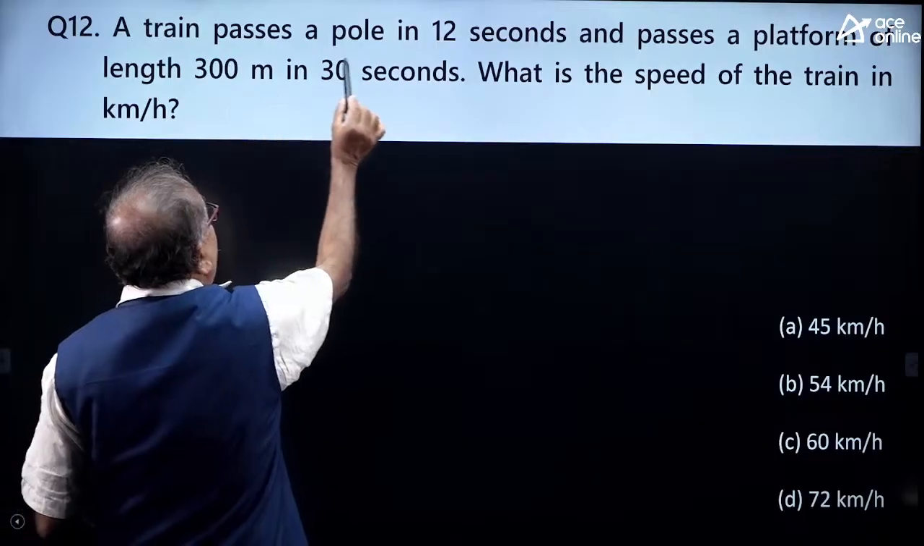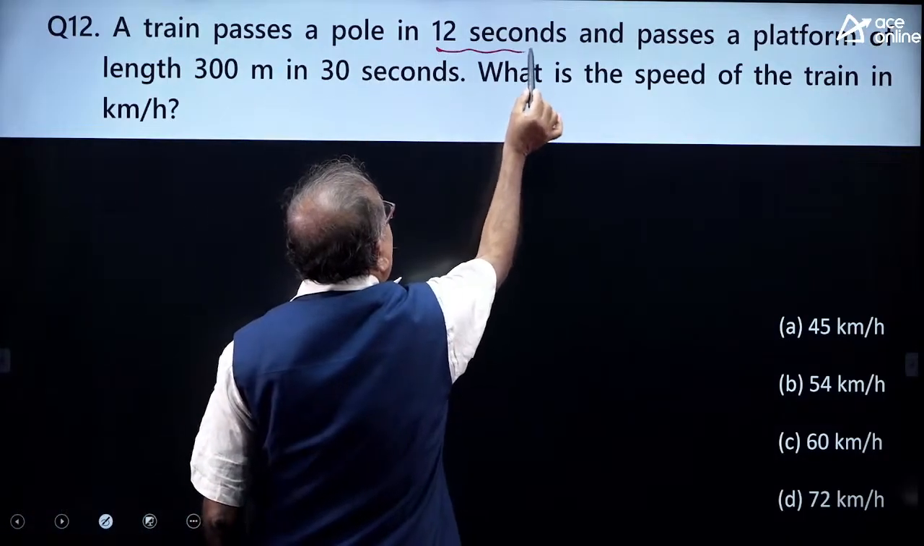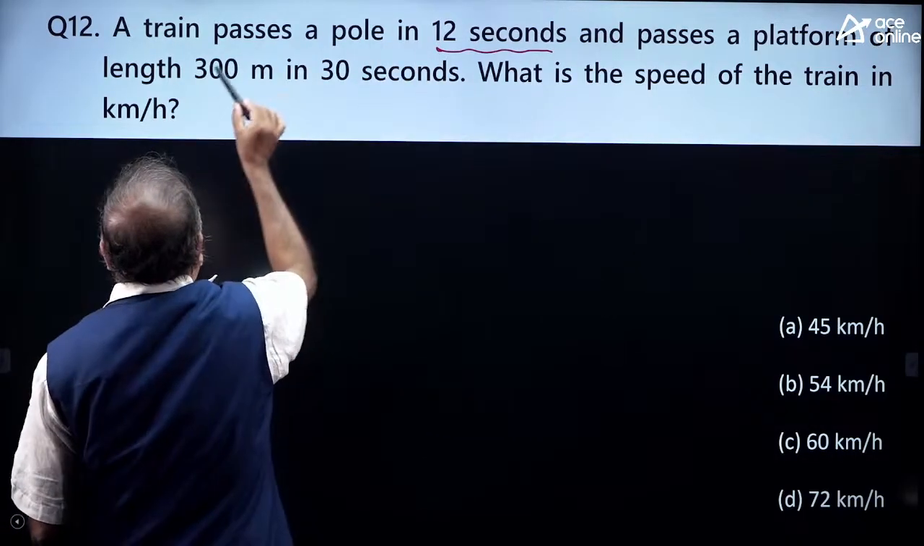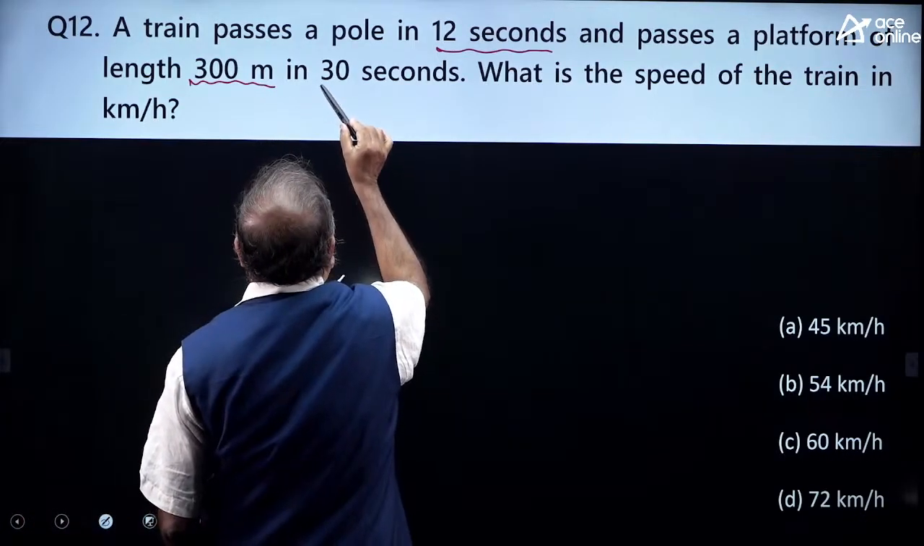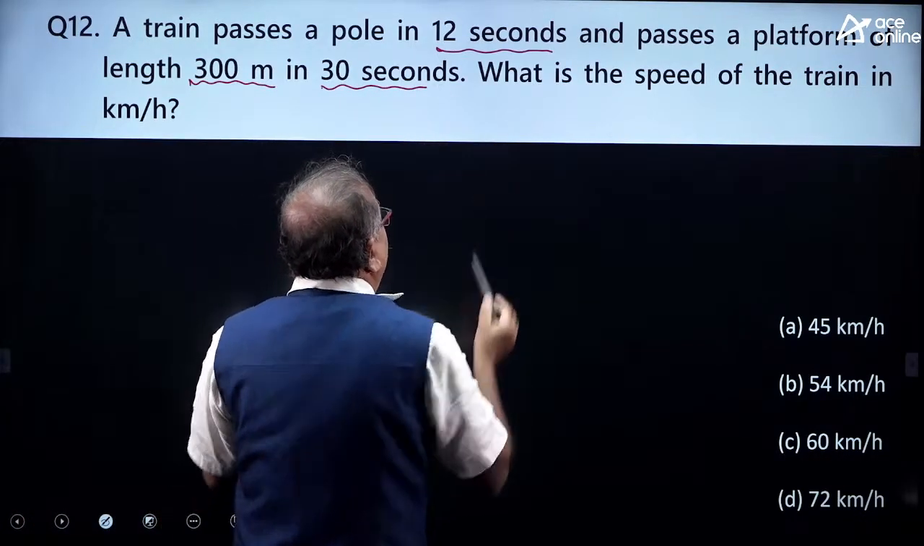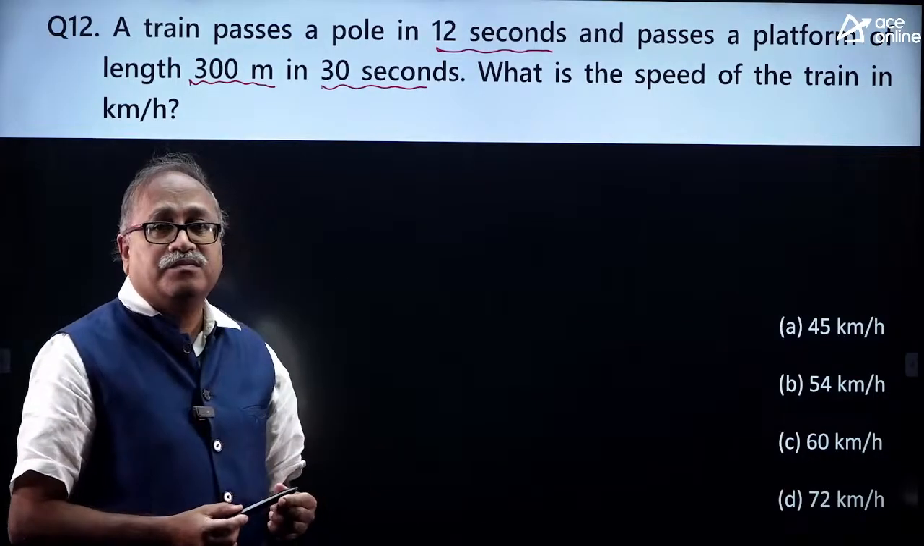Now, allow me to read the question here. A train passes a pole in 12 seconds and passes a platform of 300 meters in 30 seconds. So, what is the speed of the train?